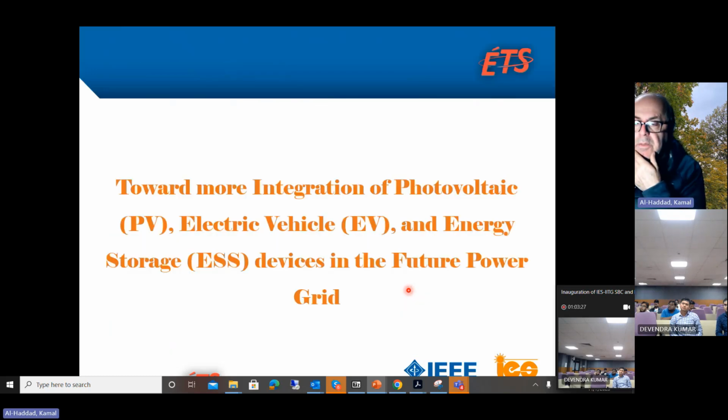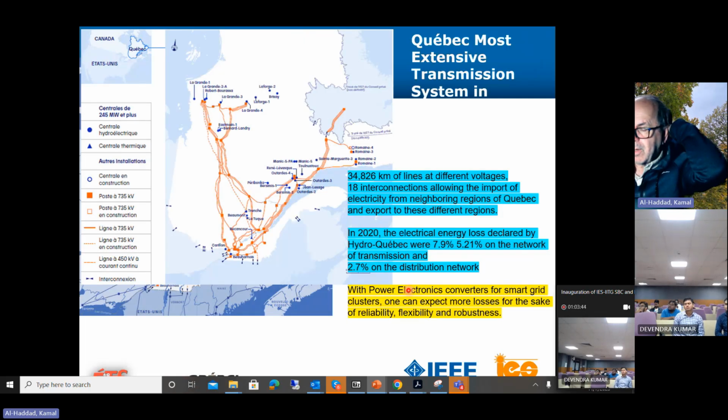And this target has been set by the politicians, and we need to respect it. Now, toward more integration of photovoltaic, electric car, and energy storage devices in the future power grid. I'm giving you here an example of what we have.